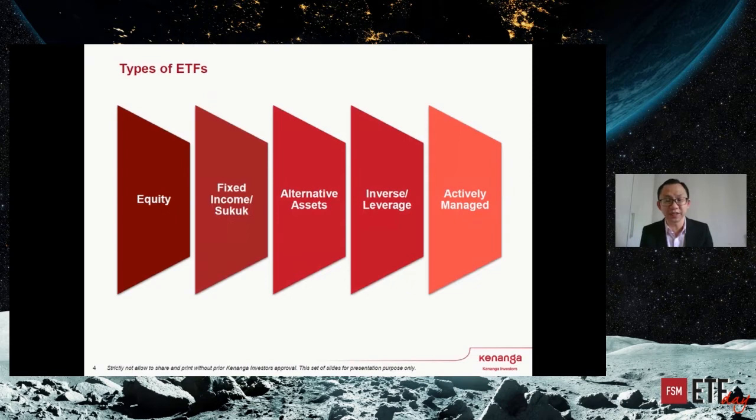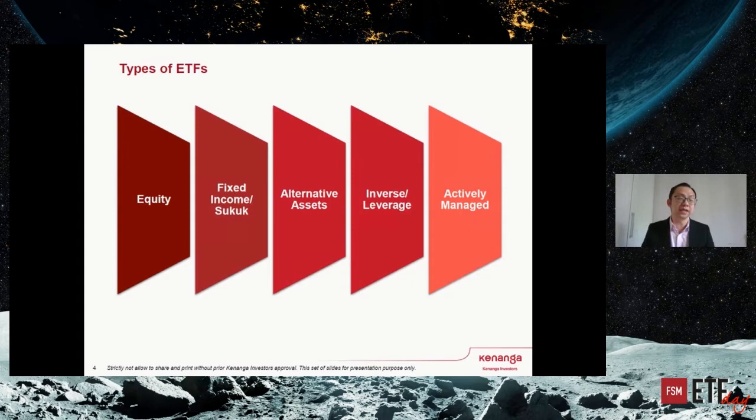So in general, there are a few types of ETF. The first one is equity, which is the most common one. Currently in Bursa Malaysia, we have equity ETF that tracks Shariah-compliant stocks in Malaysia. We have equity ETF that tracks FBM KLCI. We have equity ETF that tracks China, US, and so on. The list goes on. So this is the ETF for equity.